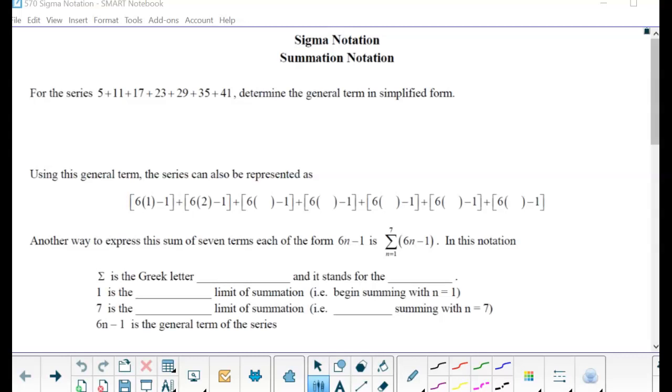Okay, so sigma notation. A sigma is a Greek S. It looks like that. Kind of looks like an E.